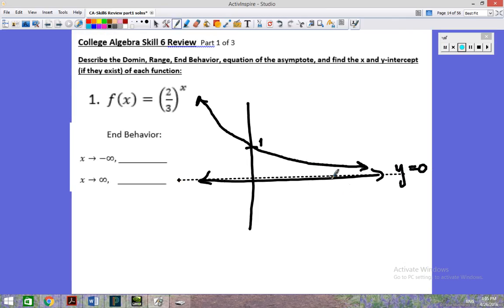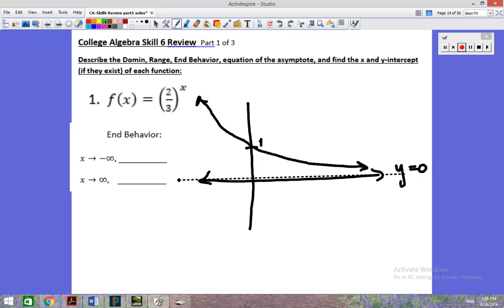Okay, so remember this end behavior: we're trying to describe the output of the function. We're trying to describe the y-coordinates, but not over the whole graph, just at the tail ends of the graph when you're very far away from the origin.